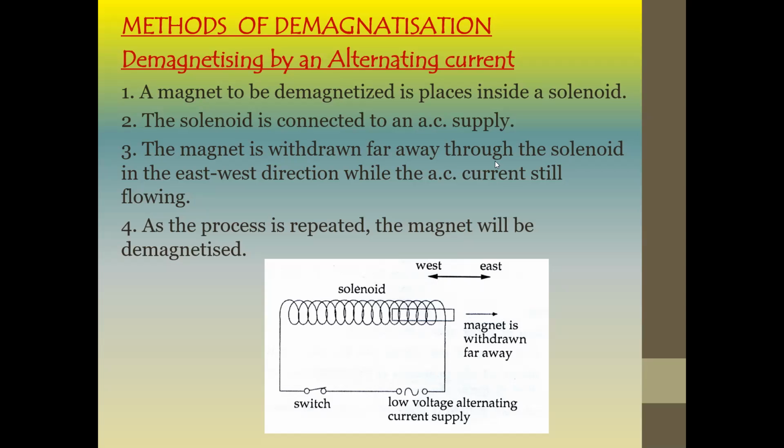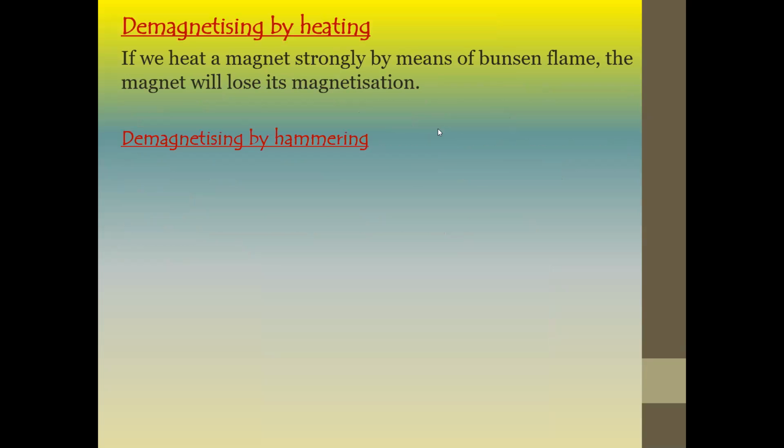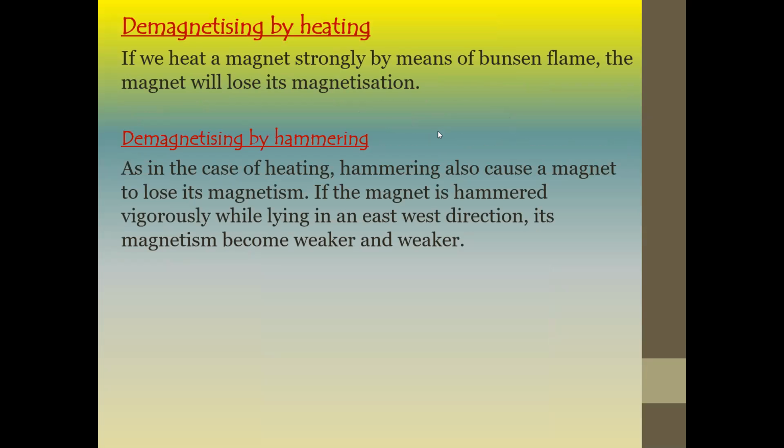If you have a permanent magnet and you hammer it, you should place it in an east-west direction and continuously hammer it. It will weaken its magnetic field, and eventually it will be demagnetized.